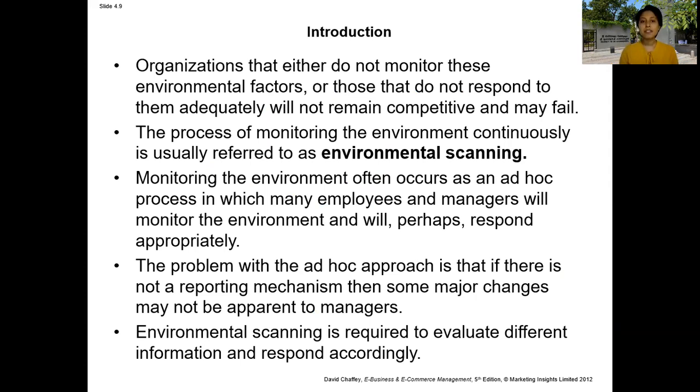Now, you have learned that there are different environmental factors, like I mentioned earlier, which affect the business organization in various ways and in various scales, right? So first, we have to understand, as the first point describes as well, organizations that either do not monitor these environmental factors or those that do not respond to them adequately will not remain competitive and may fail. So that is obvious, right? We have been repetitively discussing about this.